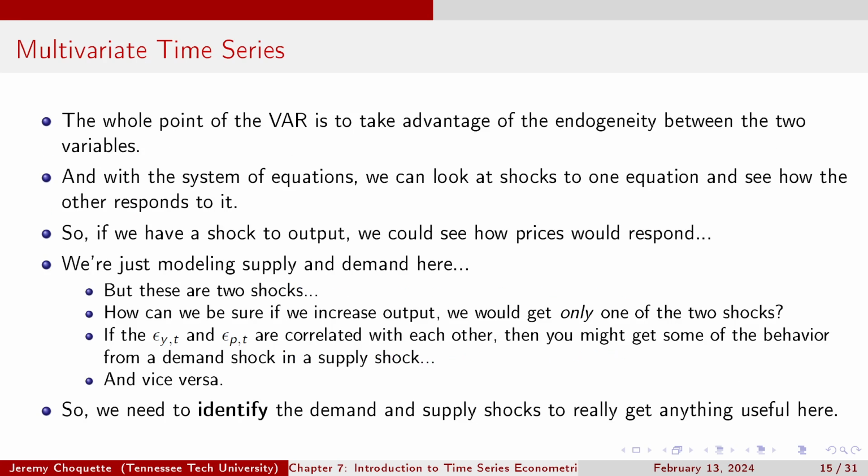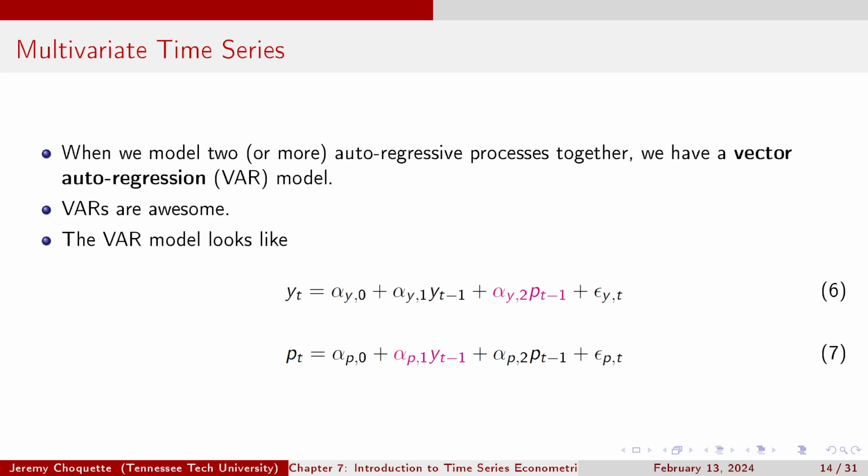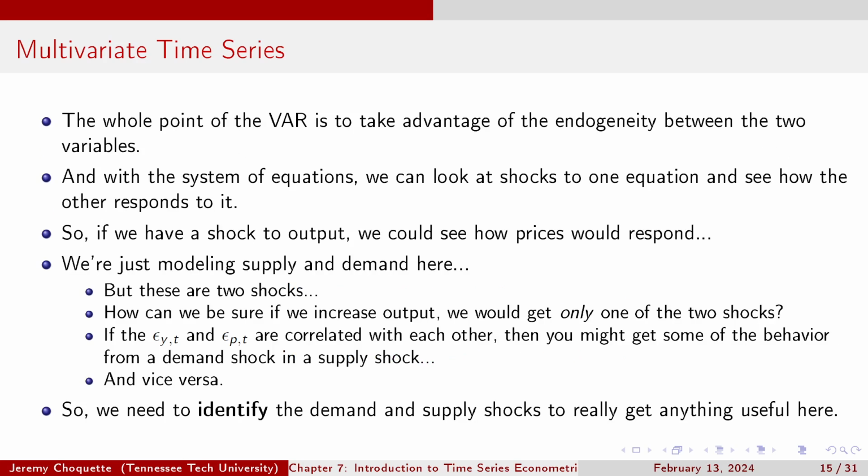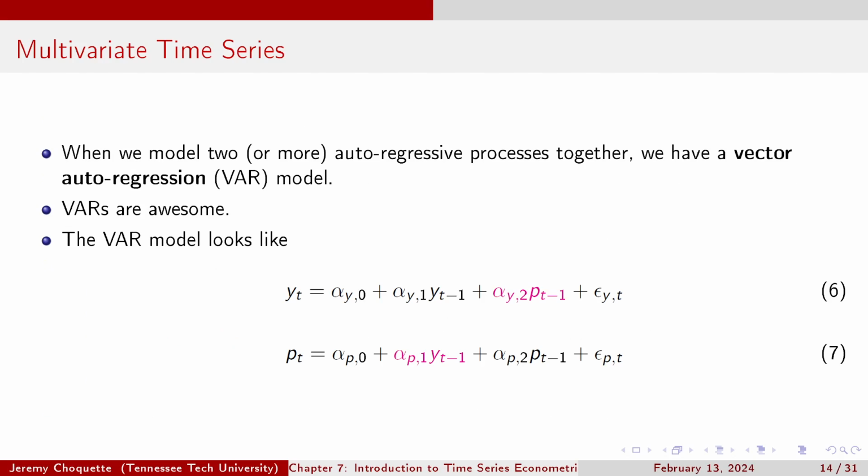So if we impose shocks, I've got two equations and two sources of shocks, one to the output equation and one to the price equation. So we've got these two shocks. Now the question is, how can we be sure that if we increase output, we only get one of those two shocks? Because if output and price are correlated with each other, there's useful information to extract from that.